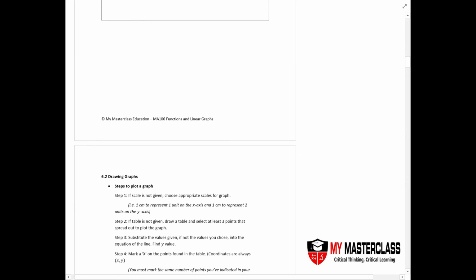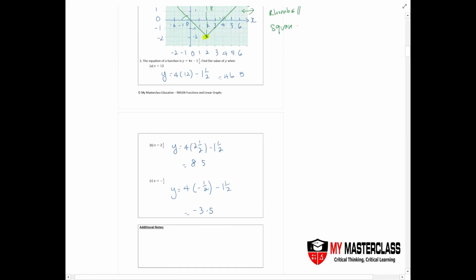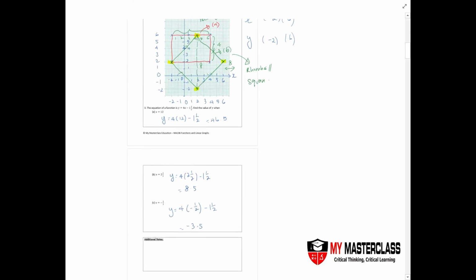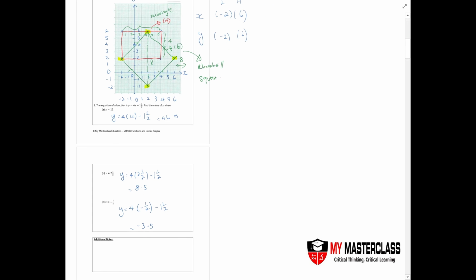So therefore, this will teach you, number one, how to substitute your different points, and learn how to plot the points on the graph.